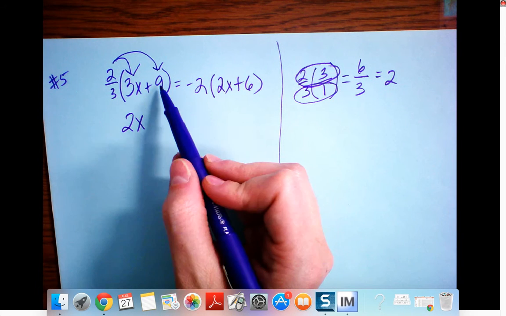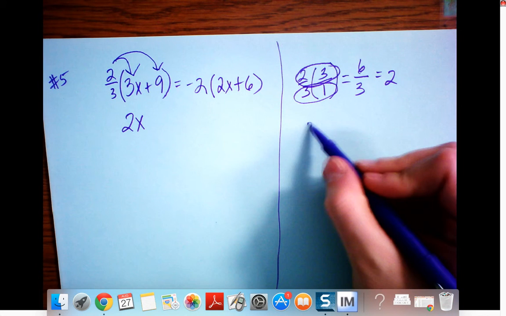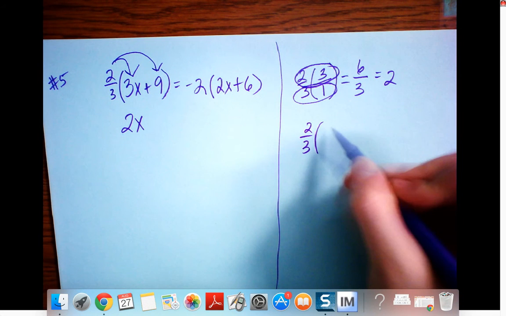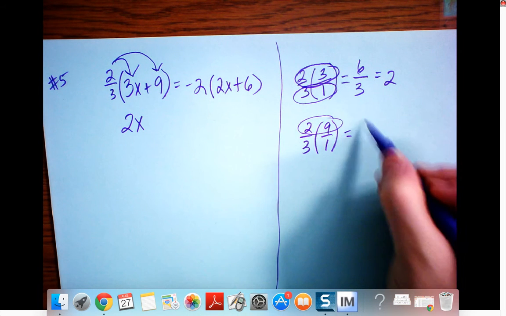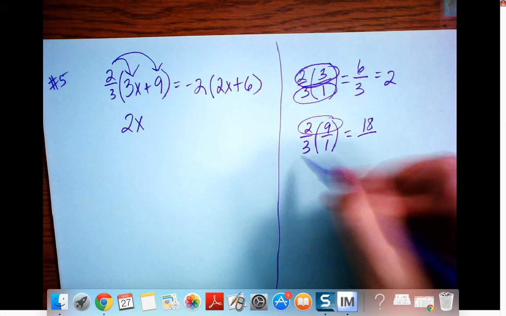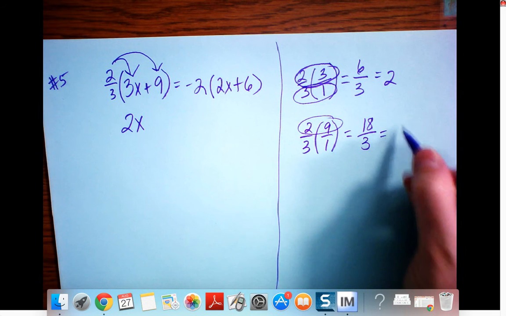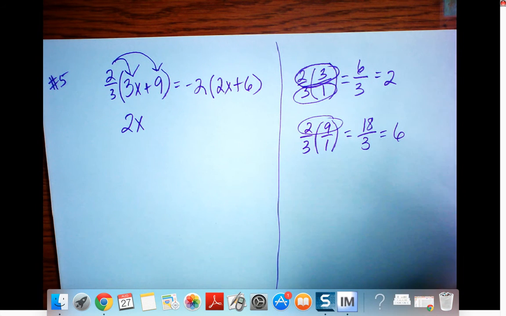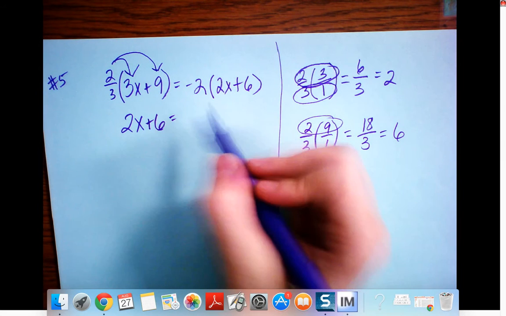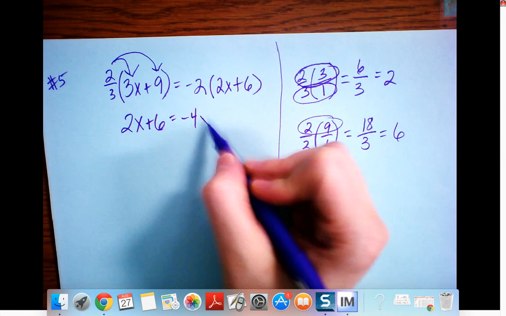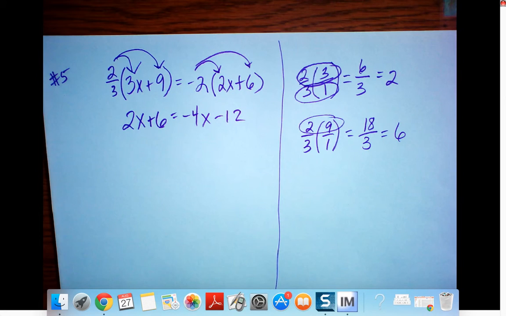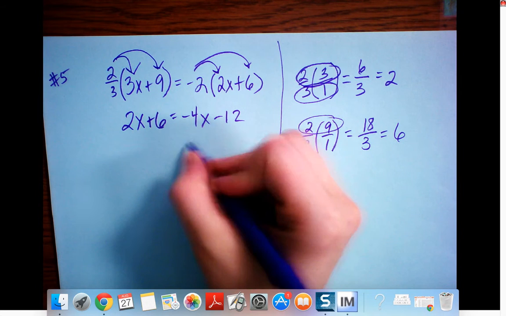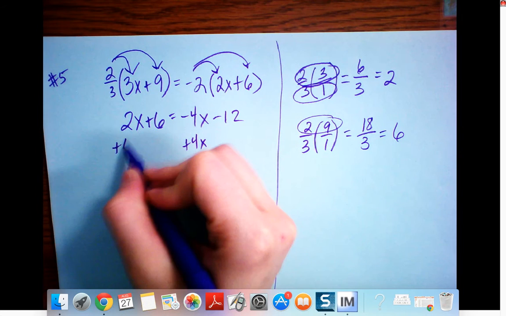Now here, let's do it again. So we have 2/3 times 9 over 1. 2 times 9 is 18. And 3 times 1 is 3. 18 divided by 3 is 6. So we want to try to keep our variable term positive, you know, that coefficient. So I'm going to add 4x.